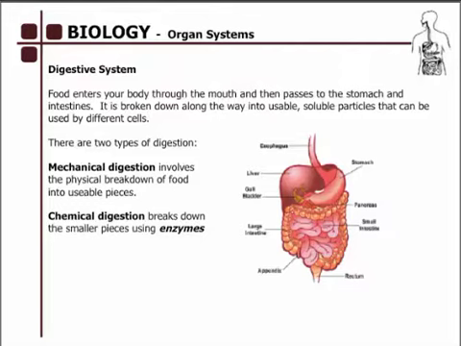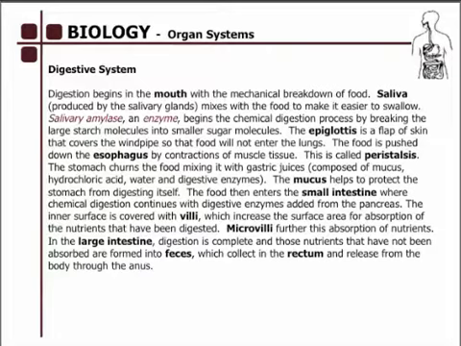You have mechanical digestion, which involves the physical breakdown of food into usable pieces, and then chemical digestion, which breaks it down into smaller pieces using enzymes. Digestion begins with the mouth, which is a mechanical breakdown of food. Saliva mixes with the food to make it easier to swallow. Salivary amylase, an enzyme, begins the chemical digestion, breaking the large starch molecules into smaller sugar molecules.